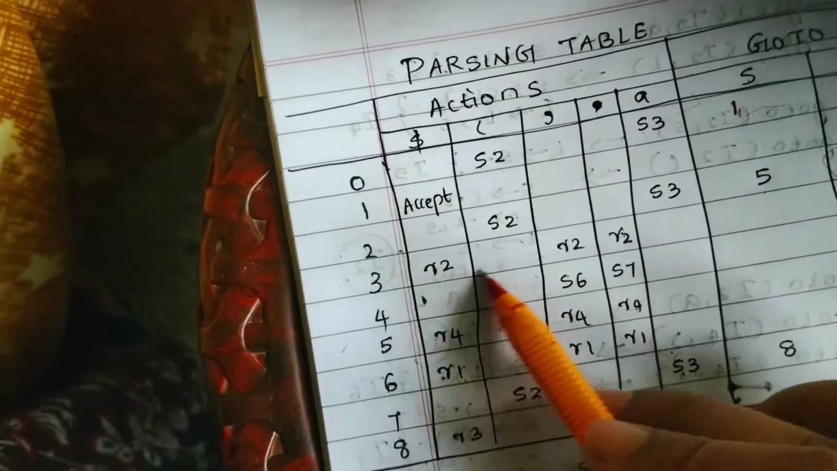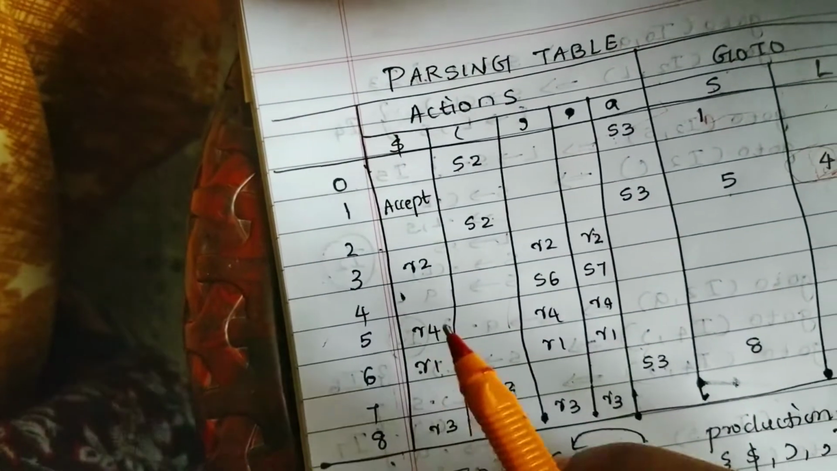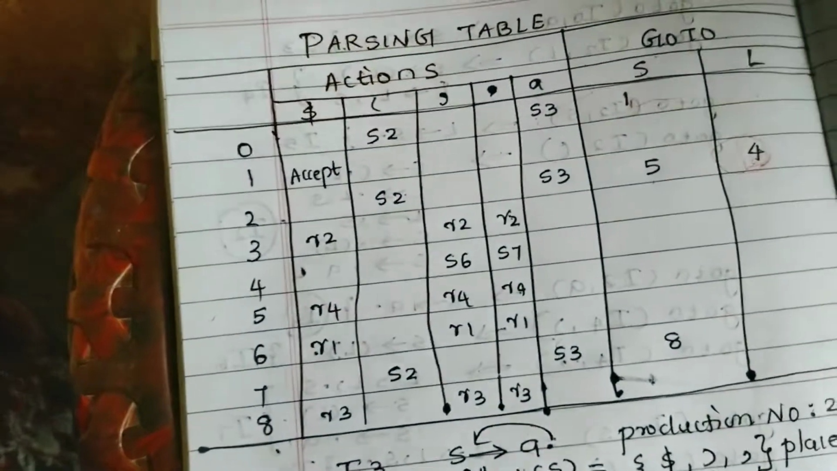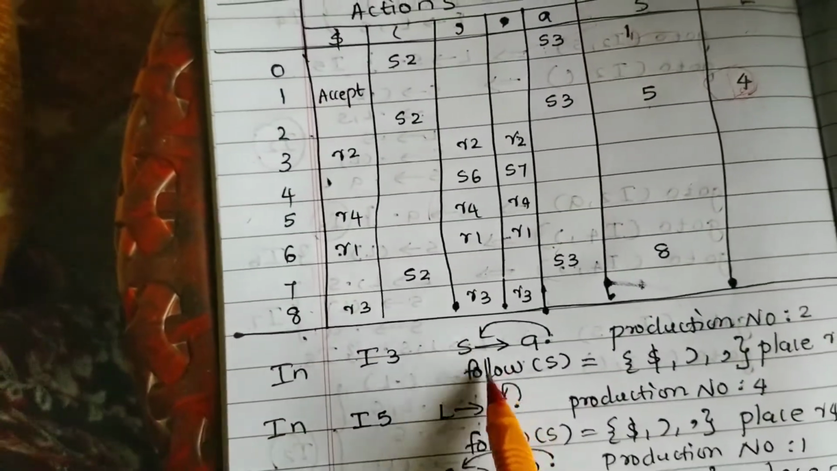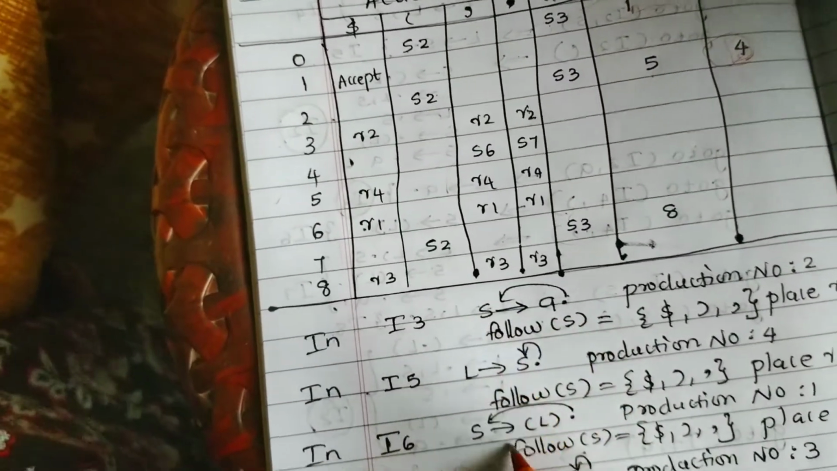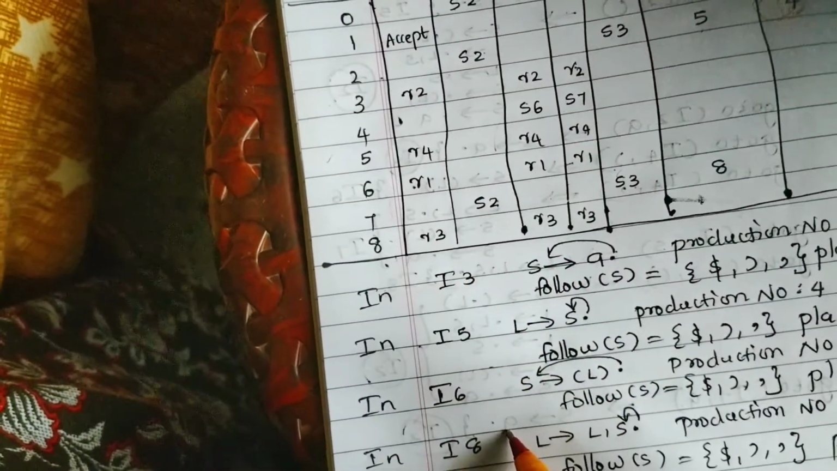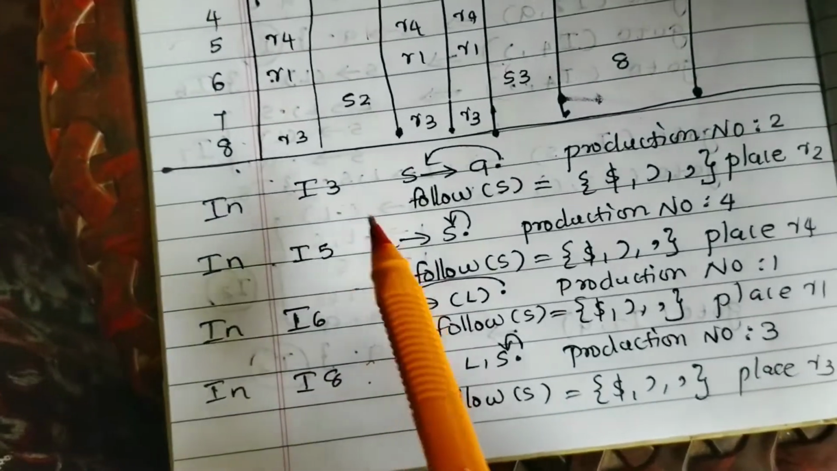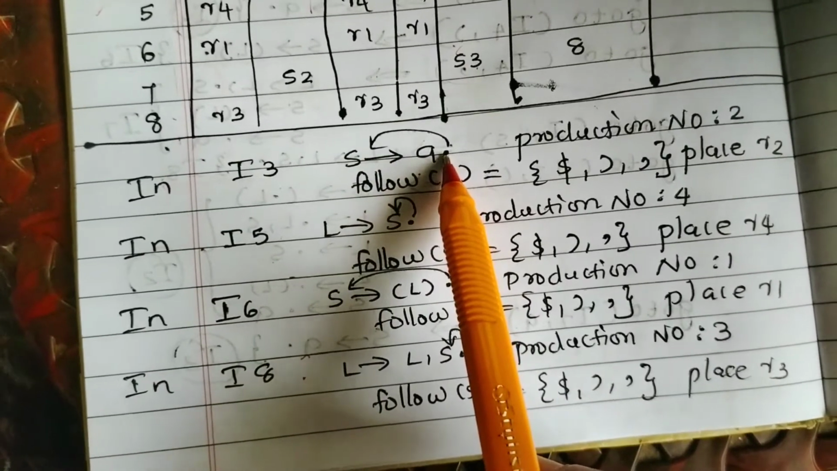Next you could see some R here, right? How will you fill this R? Reduction. R means reduction. Okay, now we will see how we are filling that. For that, we need to consider in which productions the dot has reached the end. We could notice that in these 4 states, I3, I5, I6 and I8, the dot has reached the end position.